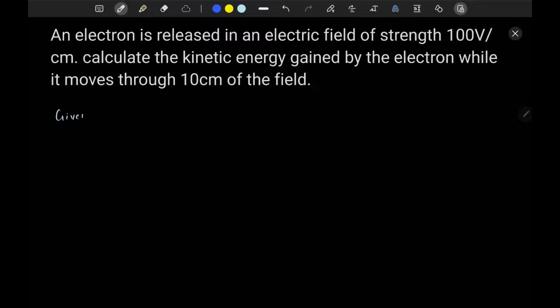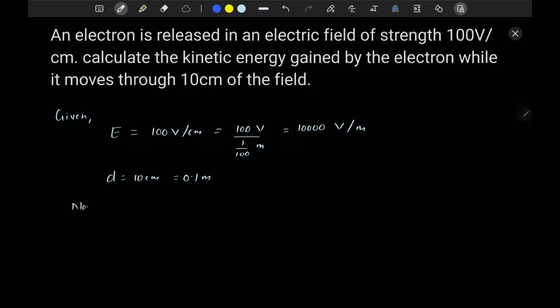So the provided electric field is 100 volt per cm. This is equal to 100 volt by 1 by 100 meter. This is 10,000 volt per meter. Calculate the kinetic energy gained by an electron while it moves through a distance of 10 cm, that is 0.1 meter.